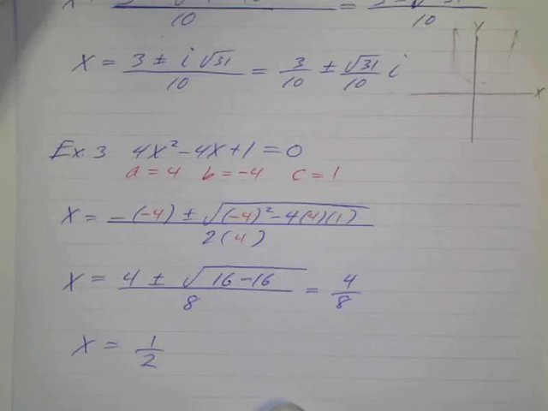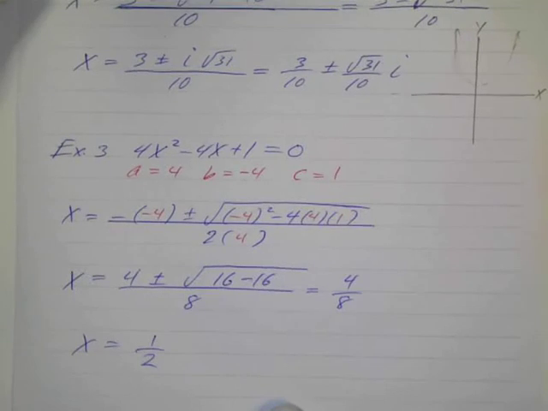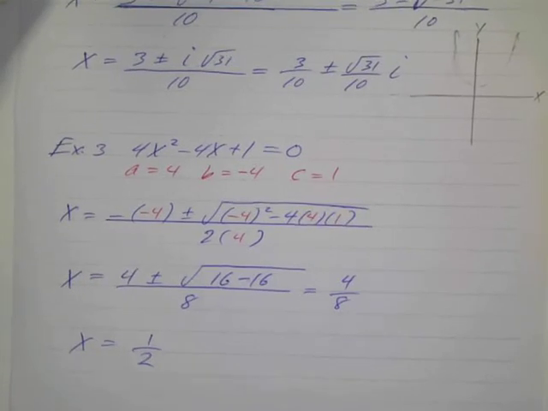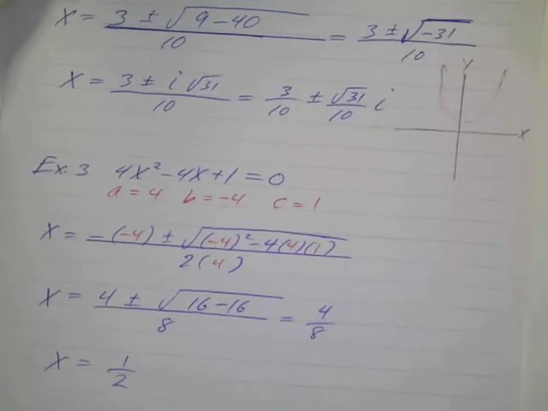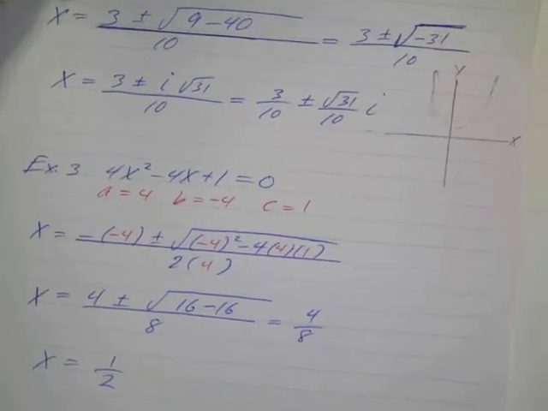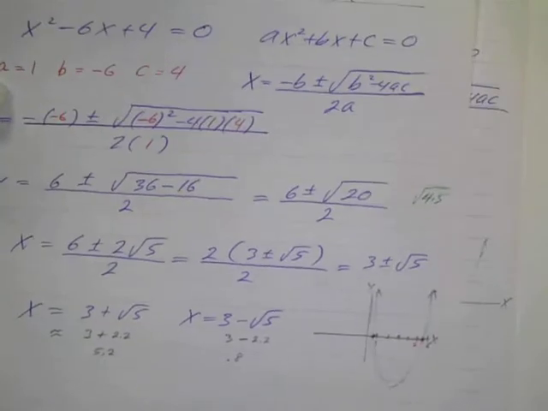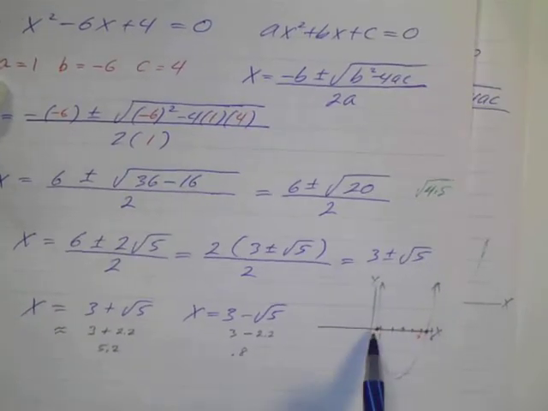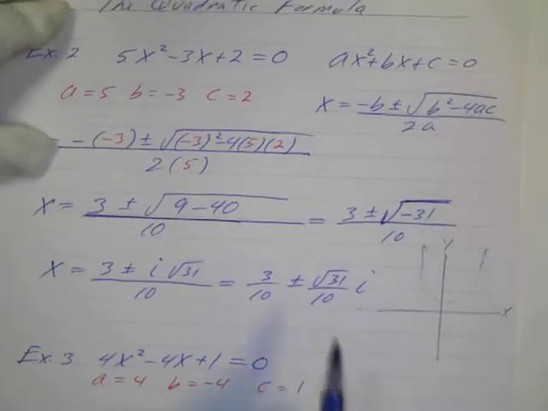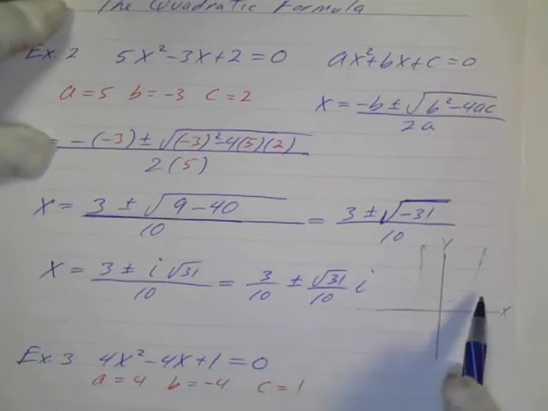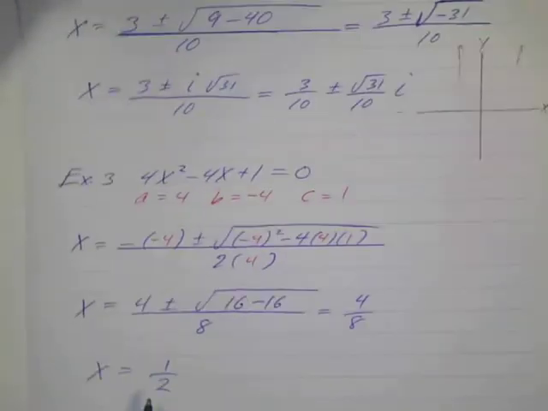Okay, so what does that mean? Well, that means I've got one root. Now, in the other examples we had, notice we had two roots. Here we had two real roots. We could see them. Here we had two complex roots. We couldn't see them. And now we have one.